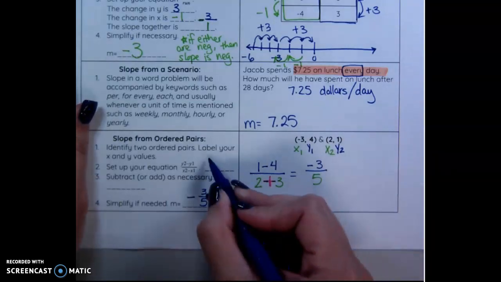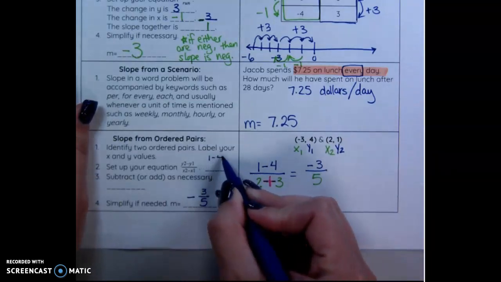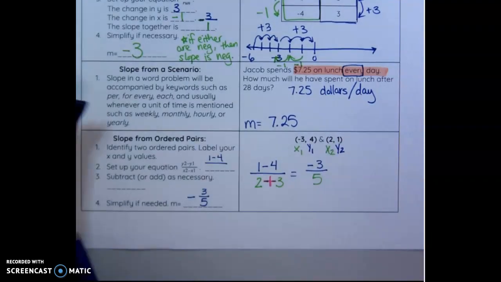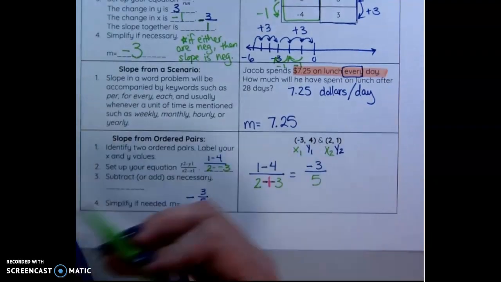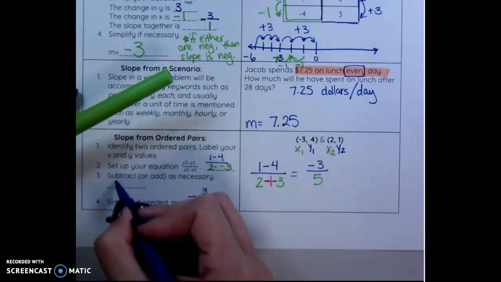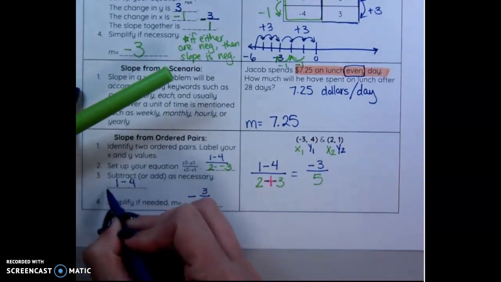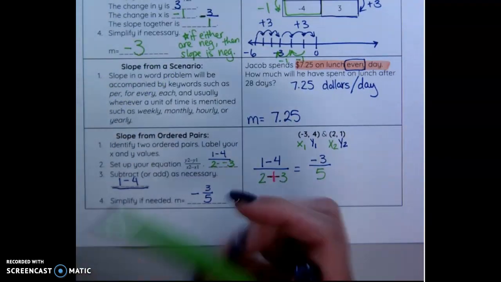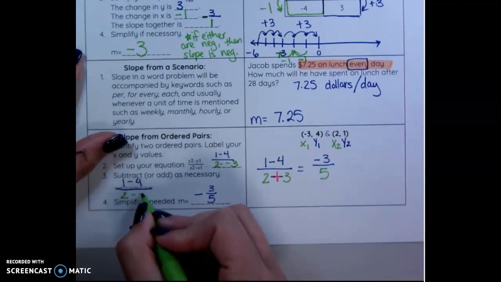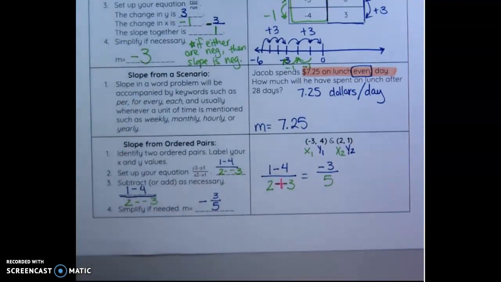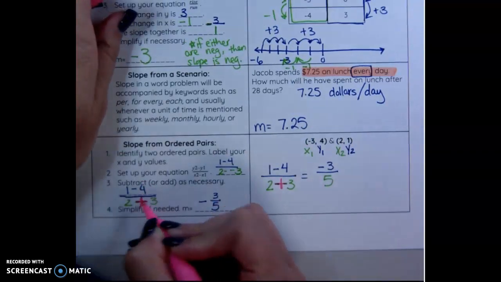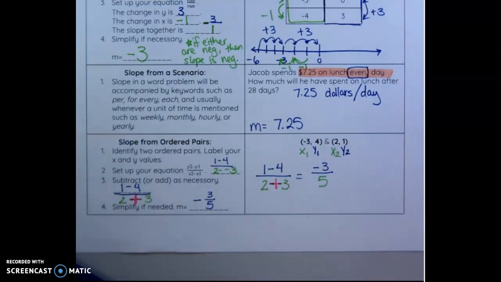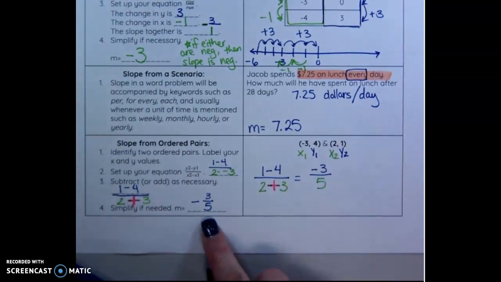Okay, so I should have written this here. 1 minus 4 over 2 minus negative 3. I'm going to write it again right here. 1 minus 4 over 2 minus negative 3. That way I can always look back. But I ended up adding because when you subtract a negative, you end up adding. Okay, so this slope is negative 3 fifths.